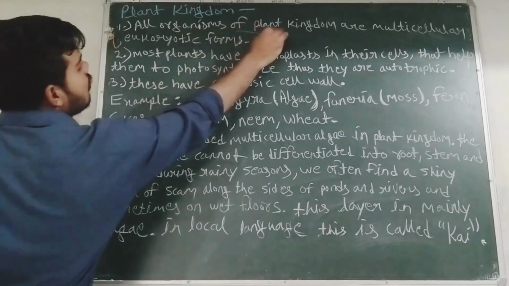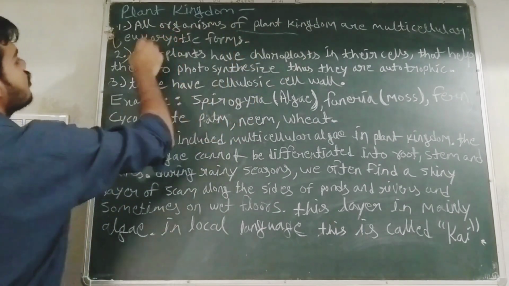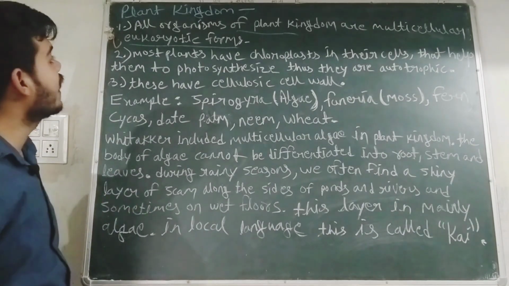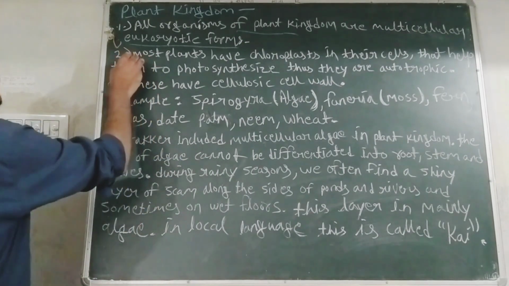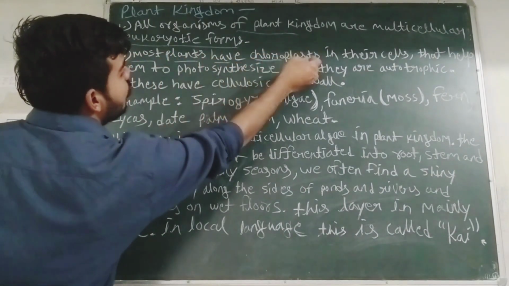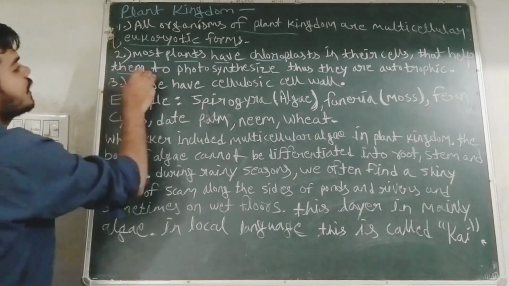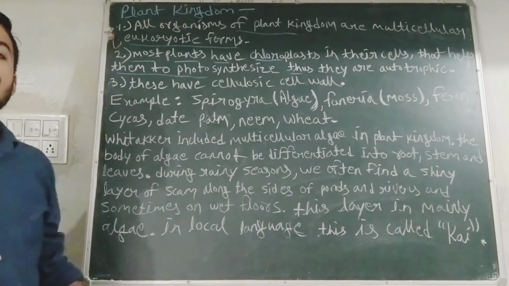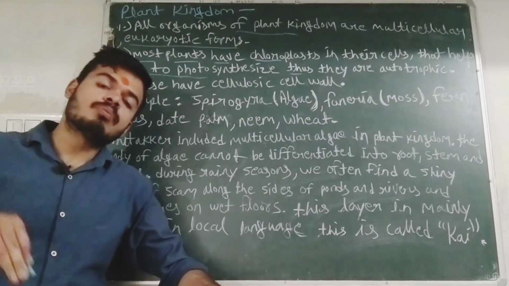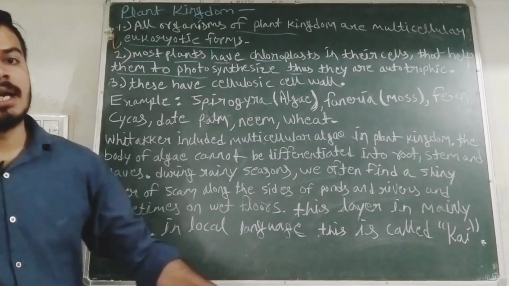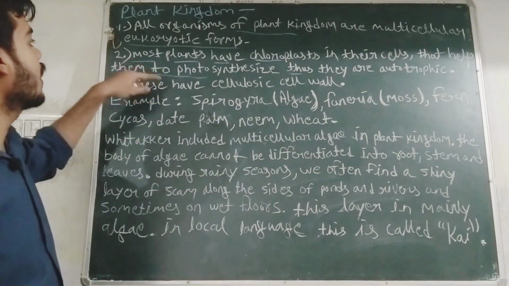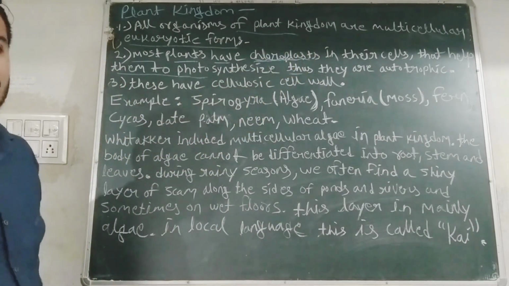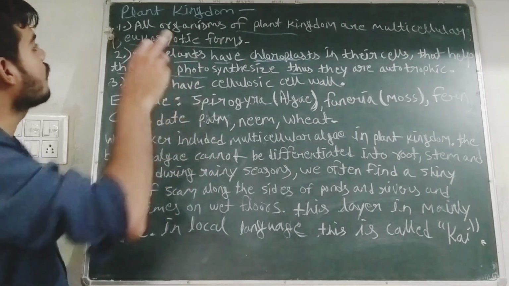All organisms of the plant kingdom are multicellular eukaryotic forms. Yesterday we studied what multicellular and eukaryotic mean. The second is that most plants have chloroplast in their cells that helps them to photosynthesize, thus they are autotrophic. Autotrophic means the organism which makes food for itself. And it is possible when an organism has chloroplast. Fungi don't have chloroplast, so fungi cannot be put in the plant kingdom.